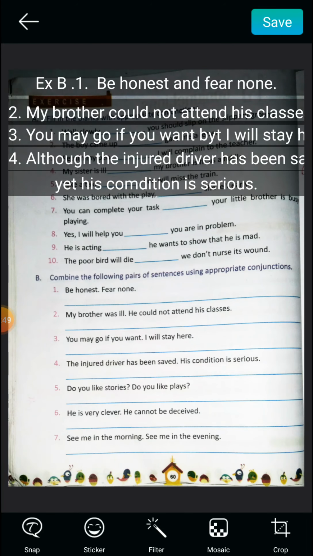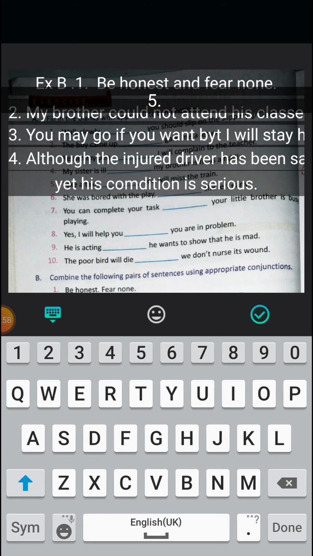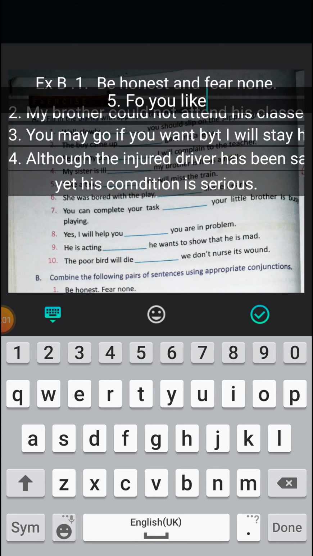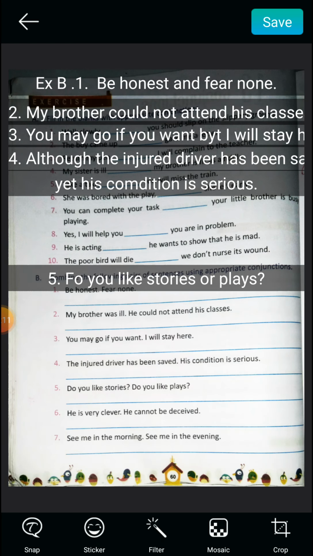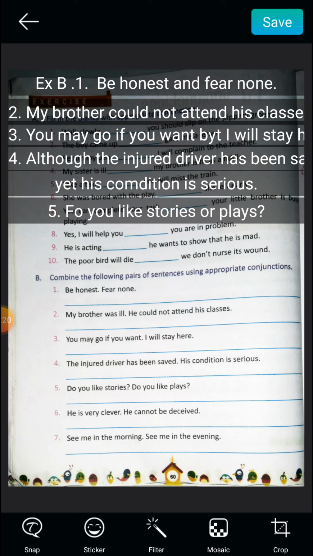The sentence is: do you like stories, do you like plays? So here we have options, so we should use "or". Do you like stories or plays? Then question mark. Okay, there should be D, not F. It was a mistyping, so you should correct it. It's do you like stories or plays?